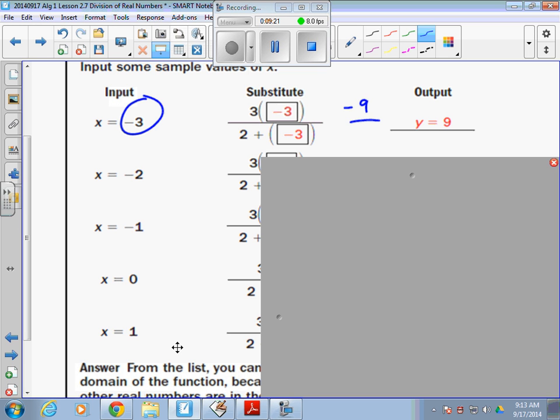2 plus negative 3 is 2 plus negative 1, which means 2 plus, minus 3, which is negative 1. Negative 9 divided by positive 1. Negative divided by negative is a positive 9.